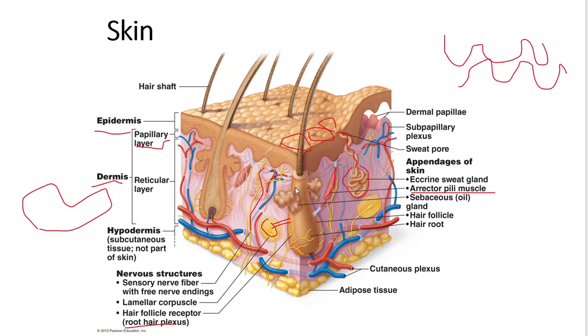Here are the sebaceous or the oil glands. These guys are on the hair root, just like so. They're going to secrete oil, which is going to not only keep the hair itself moisturized, but also keep the skin moisturized. Because if the skin dries out, it can crack and it'll fail in its job to keep out the bad guys. There's the hair root, the hair follicle.